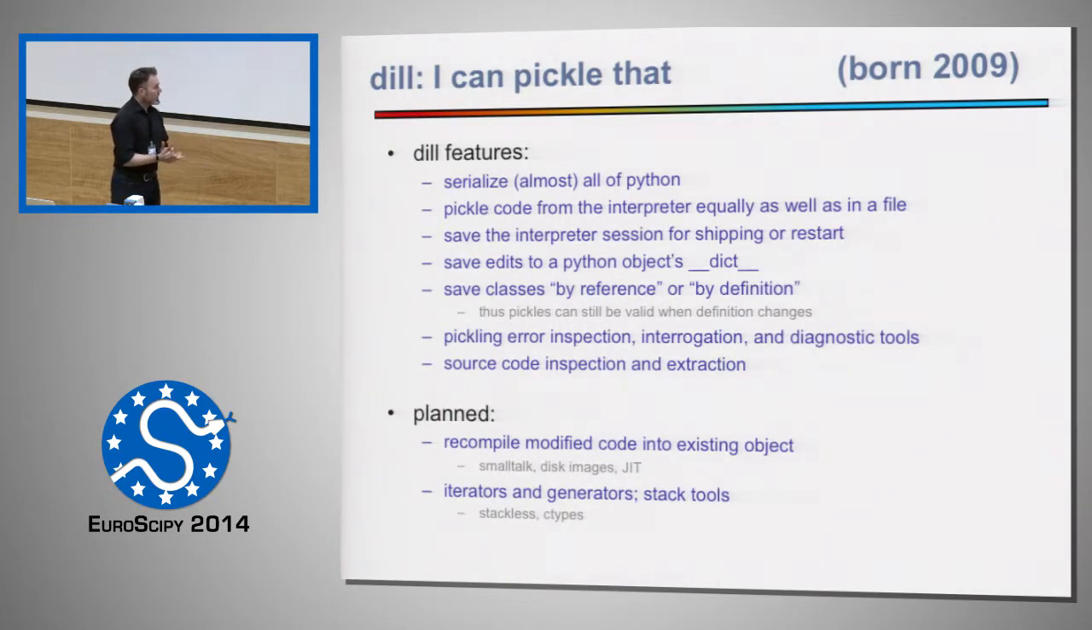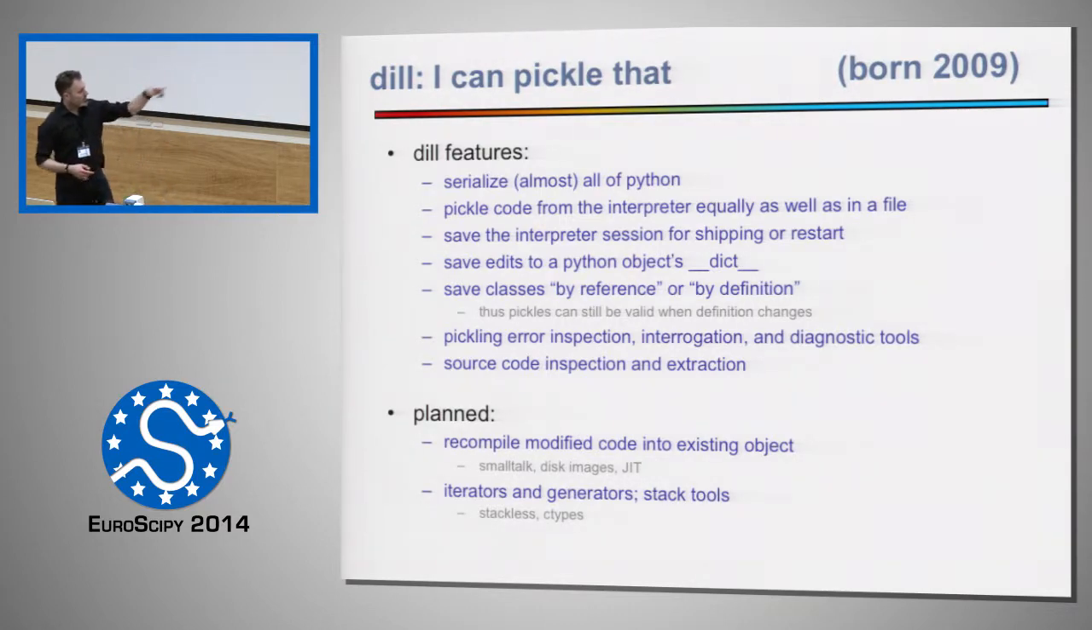I know iterators are solved in 3.4, and that's because access was given to a particular PyC call that allows you to do it. And they did it through ctypes, and that's exactly what I would do to continue with iterators and generators and some of the stack tools.